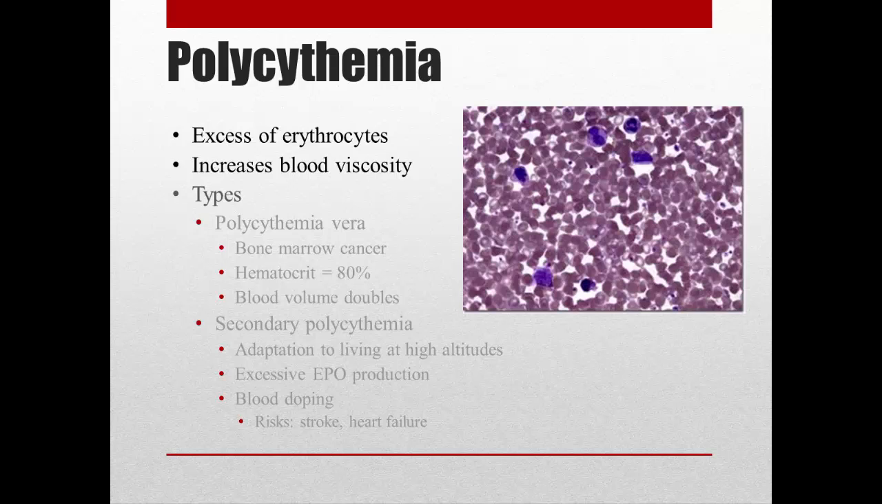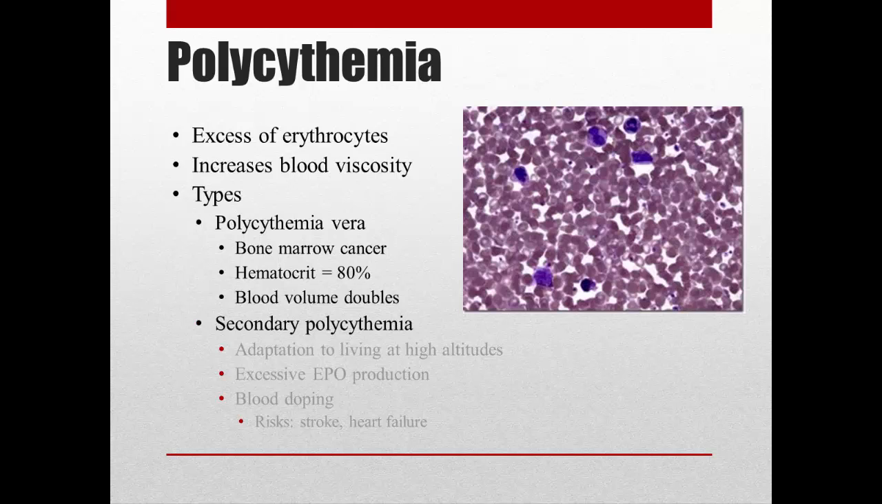Now there are different kinds of polycythemia. One of them is polycythemia vera. This is a bone marrow cancer that results in excessive production of blood cells, and so your hematocrit may go up as high as 80%. Remember, the norm is 45%. So that would be very viscous blood. That can cause blood clotting because the viscous blood can't move very quickly.